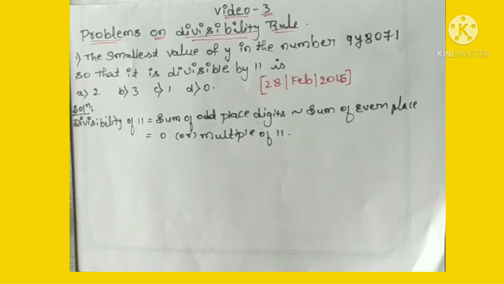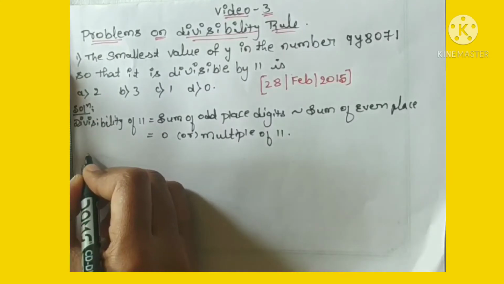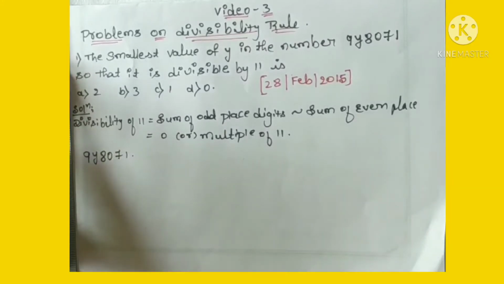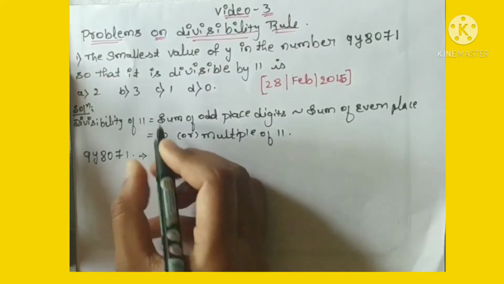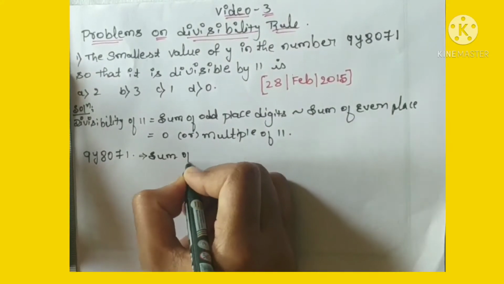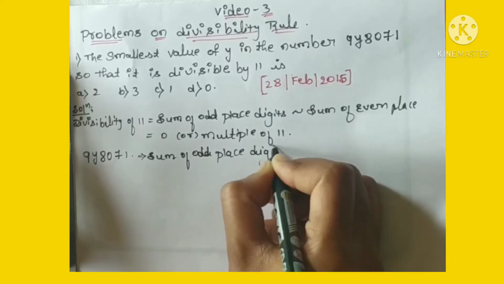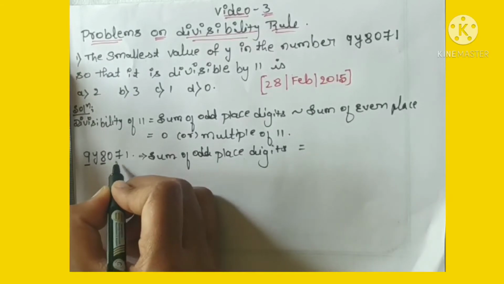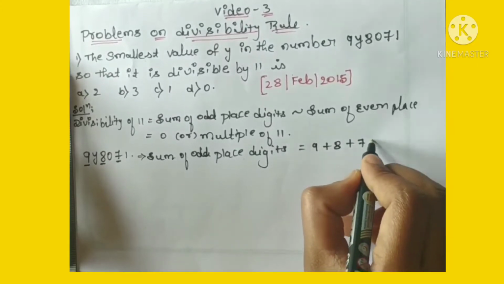I just apply this rule here to find the value of y. The given number is 9y8071. Firstly, I do the sum of the odd place digits. Here the odd place digits are 9, 8 and 7. So 9 plus 8 plus 7, which is equal to 24.